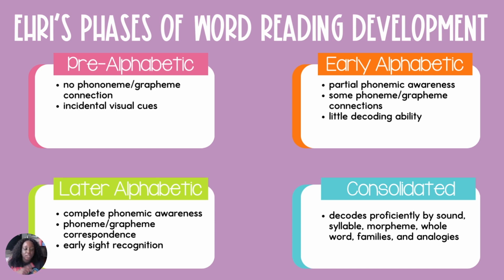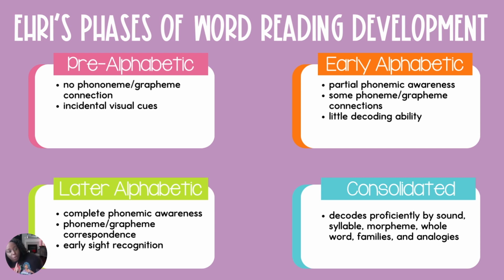And they have phoneme grapheme correspondence. That means they're able to hear the word and write it. And they have early sight recognition. So not only do they have phoneme grapheme correspondence, now they are moving to the phase where they're able to pick it up and memorize it. They're getting to that sight because they have known and practiced those phoneme graphemes for a while.